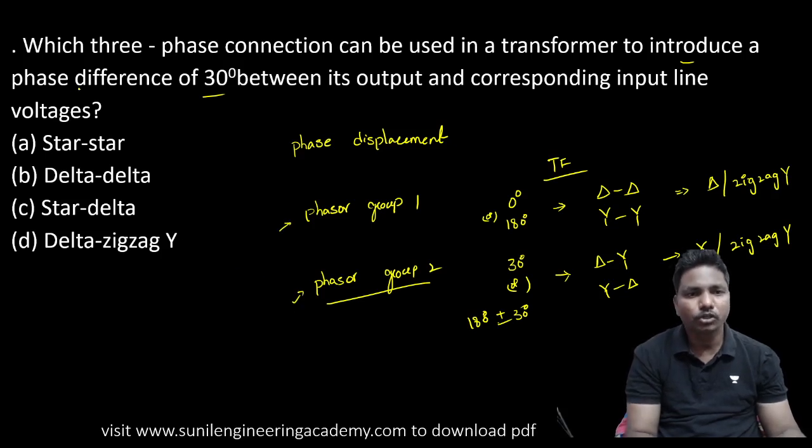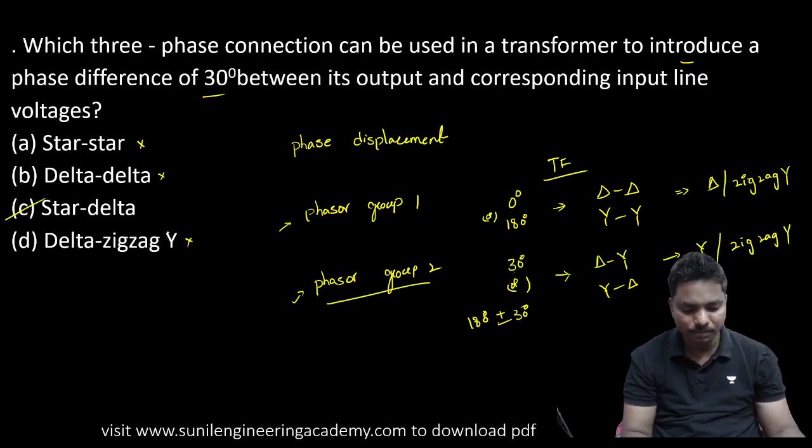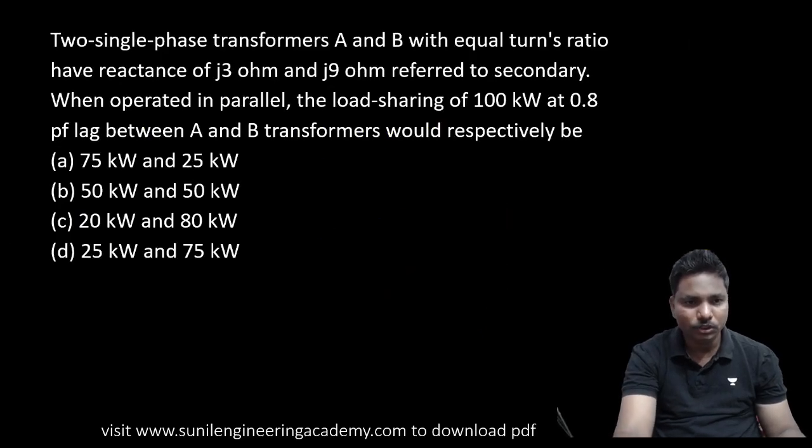Here the question is a phase difference of 30 degrees. That is possible with delta star or star delta. Star star, no, that is 0 or 180. Delta delta, no. Delta zigzag star, no, that is 0 or 180. In case of star delta or delta star only, we have 30 degrees phase displacement. So we can give the answer as option C. Okay, coming to the next question.